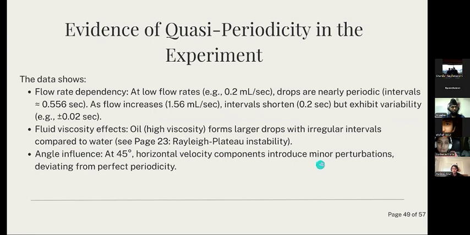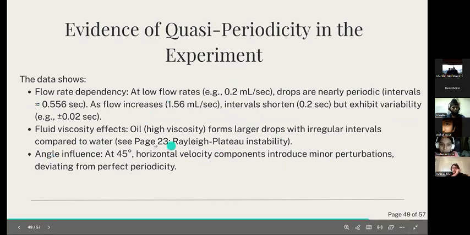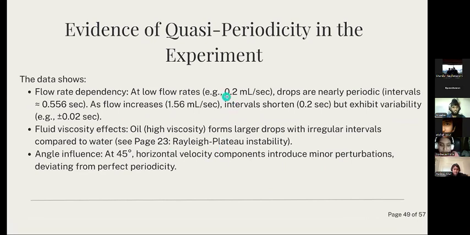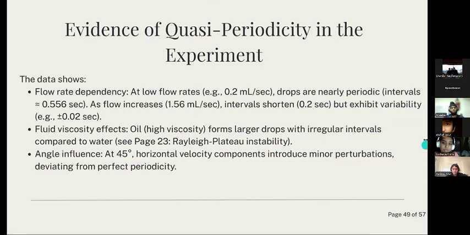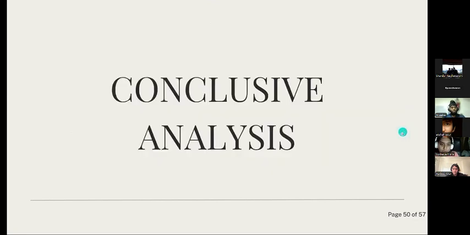In the context of the quasi-periodicity in our experiment of the dripping faucet, we can see that the data shows a flow rate dependency and a fluid viscosity effect. For example, particularly in the case of oil, which has a very high viscosity, it shows larger drop formation with irregular intervals, which shows the evidence of quasi-periodicity in our experiment as well. Also, at the angle of 45 degrees, the horizontal velocity components introduce minor perturbations deviating from perfect periodicity.